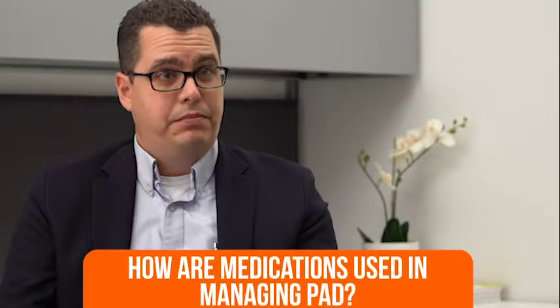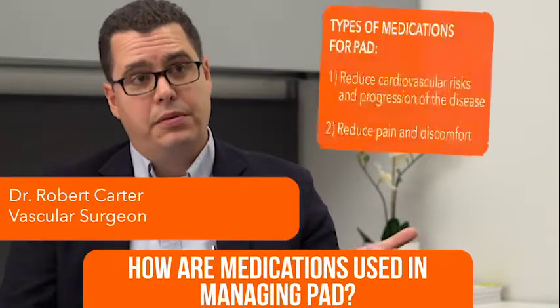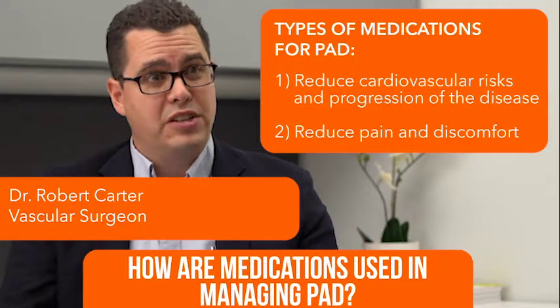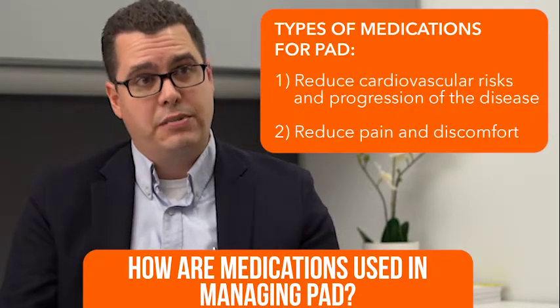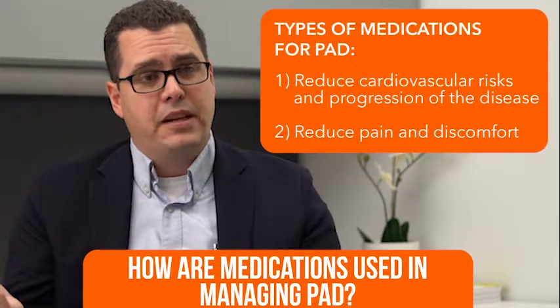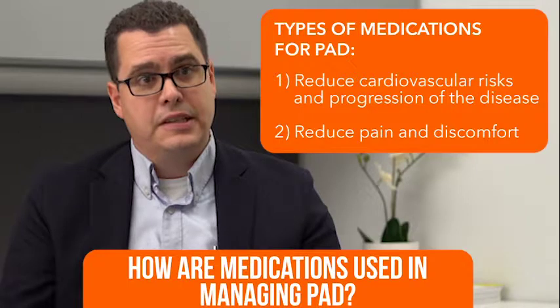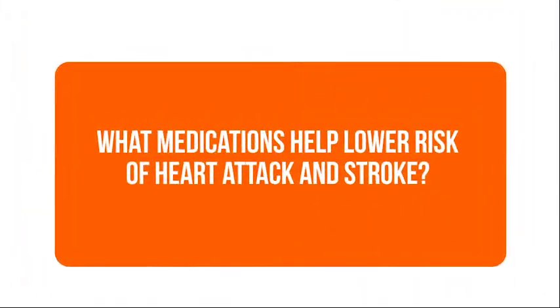So there's two different types of medications for peripheral arterial disease. There's medications that help reduce the risk of progression of the disease process, such as cholesterol medications and blood pressure medications. And then there's medications that help reduce the pain and discomfort from peripheral arterial disease, but not necessarily reduce the progression of the disease itself.